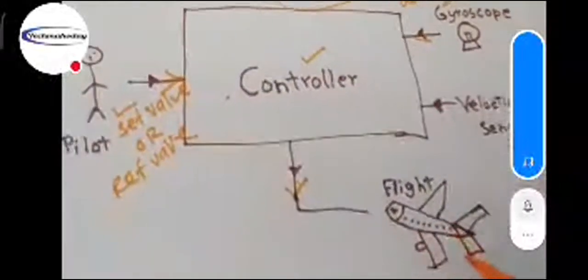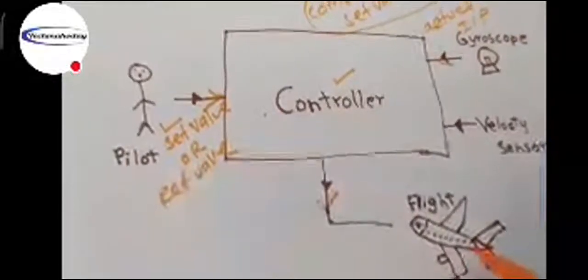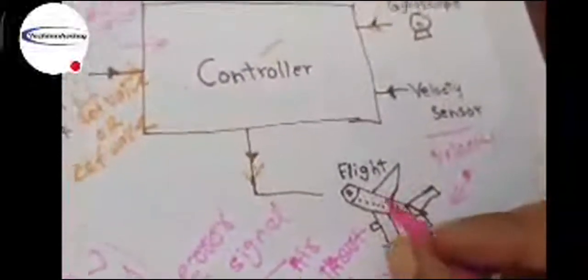In the required directions. So now another parameter regarding the speed. This one was about the direction. Now we will see how to control the speed of the flight.